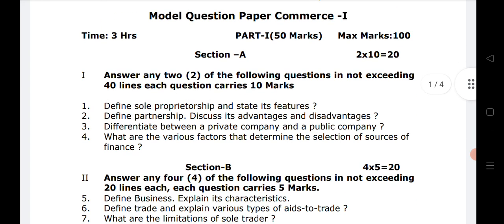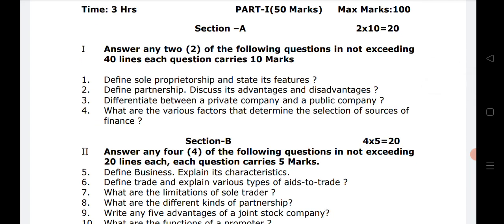Let us see the important questions for 10 marks. Sole proprietorship, a very important question, and partnership is also a very important question. Difference between private and public company is a very important question. What are the various factors that determine the selection? Sources of finance. These four are very important. If you practice these four, I assure you, you will definitely get 20 marks.